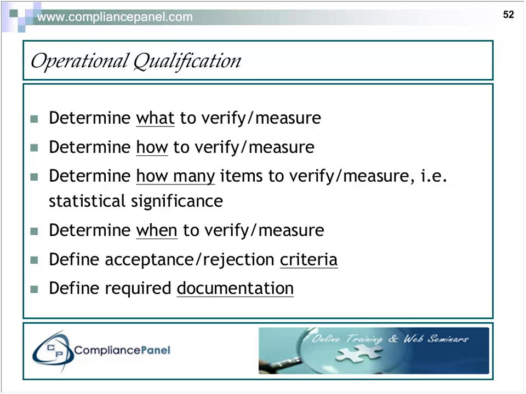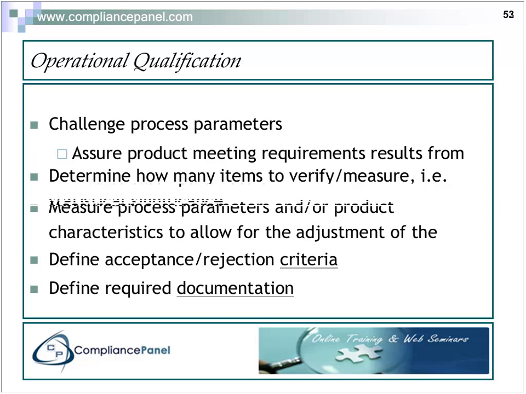We need to understand what is acceptable and what is rejectable before we start the OQ. And then we need to determine what kind of documentation we're going to have at the end of this OQ process so we can provide that objective evidence that demonstrates that our process is producing acceptable results. So those types of steps are what we're going to need to do here.